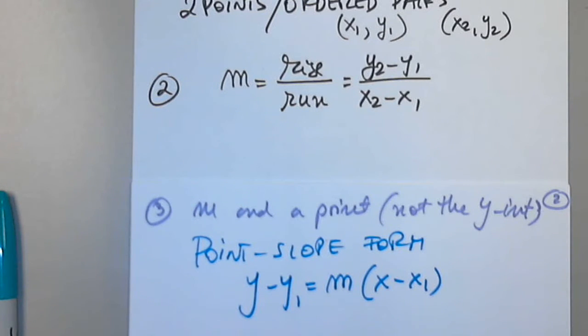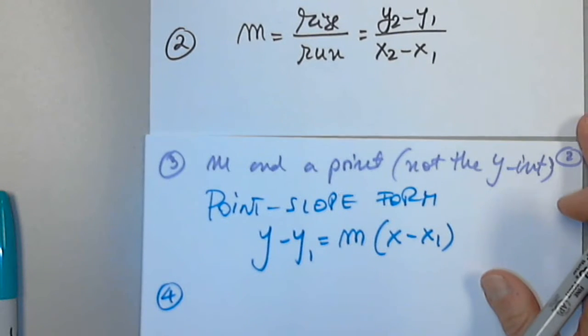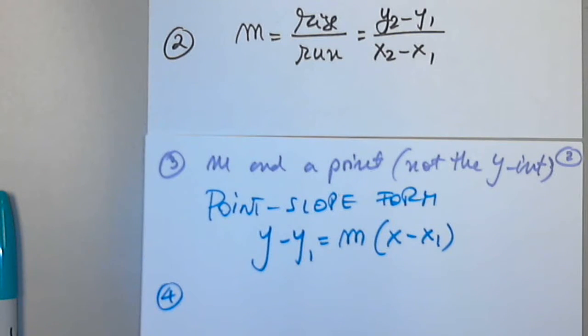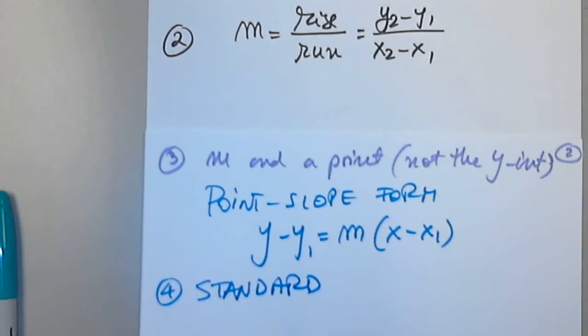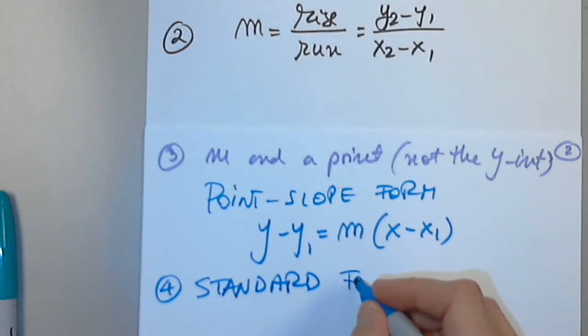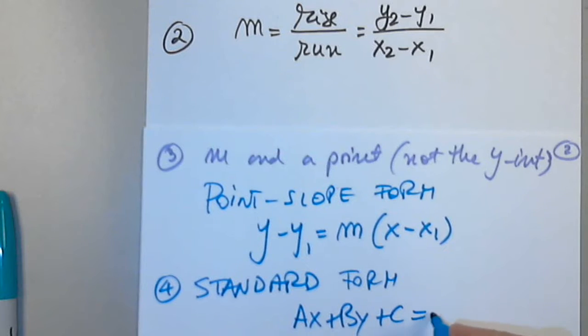Good. And now let's talk about the standard form, which I render useless. But since Tom mentioned it, I have to mention it now. Ax plus By equals C. Yes. So it's Ax plus By plus C equals 0, but you're on the right track.